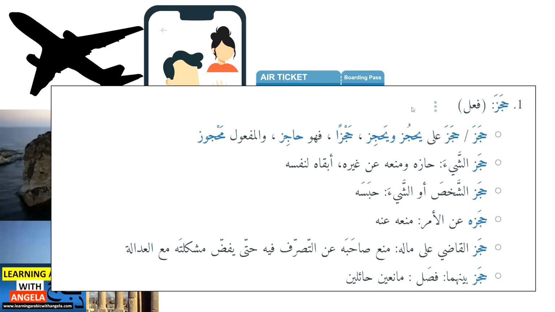And over here, you can look up in a dictionary, verb حجز. حجز, يحجز in the present, and you can say يحجز. So both are accepted with a dhamma or with a kasra. حجز is the gerund, حجزا.